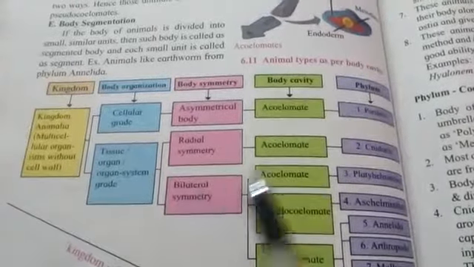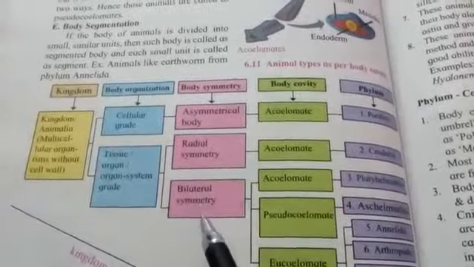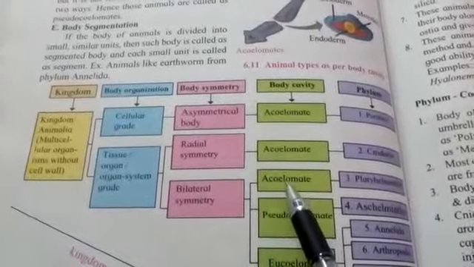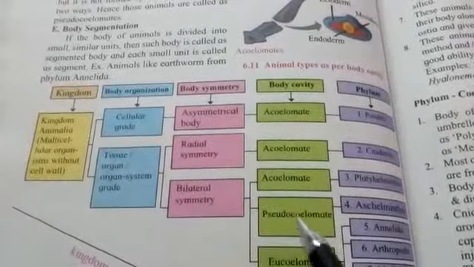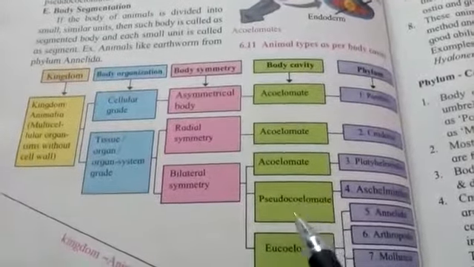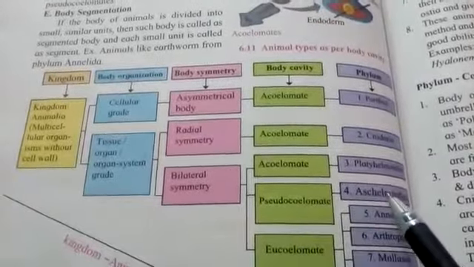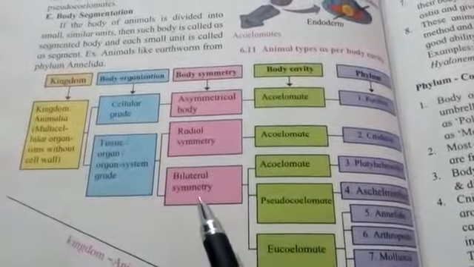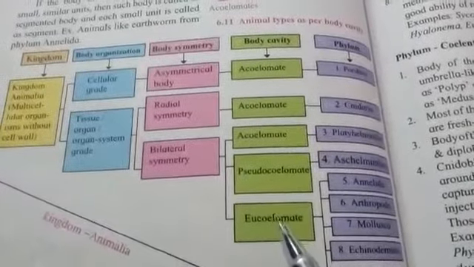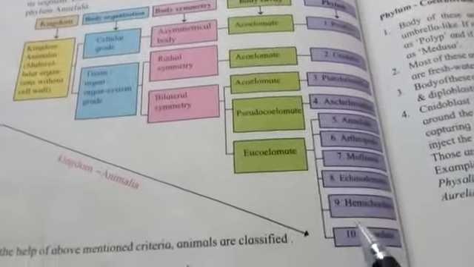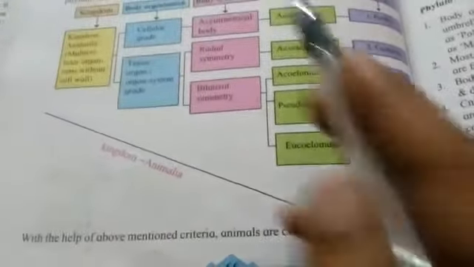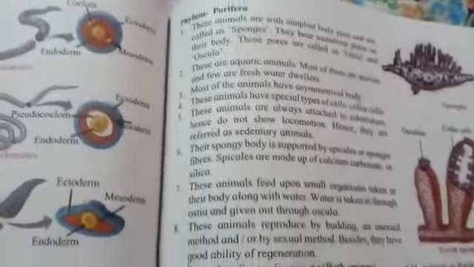Then with bilateral symmetry and with acoelomate, that means without the body cavity, these are Platyhelminthes. Then bilateral symmetry but pseudocoelomate, that means false body cavity, those are Aschelminthes. Then bilateral symmetry but eucoelomate, means with true body cavity, are Annelida, Arthropoda, Mollusca, Echinodermata, Hemichordata and Chordata. So this is how the tree diagram is. These phyla we will study in the next video.